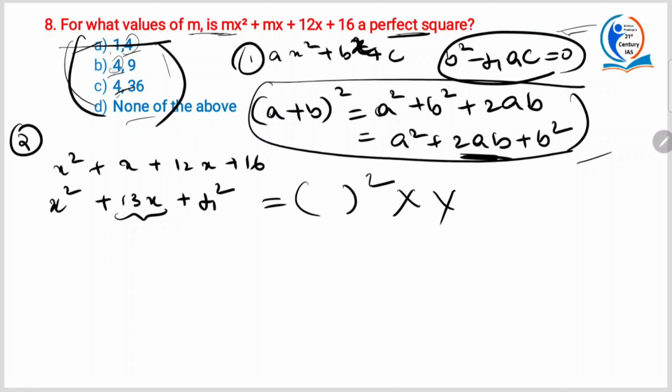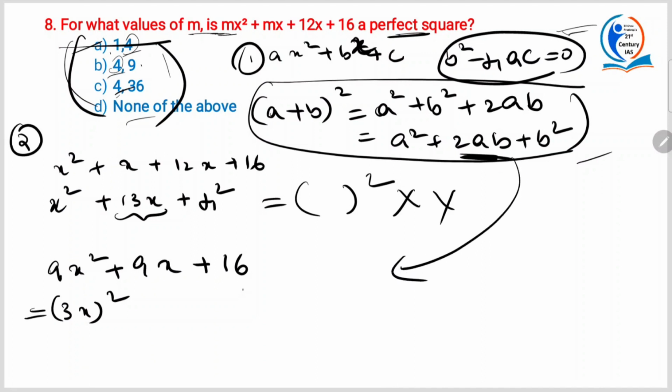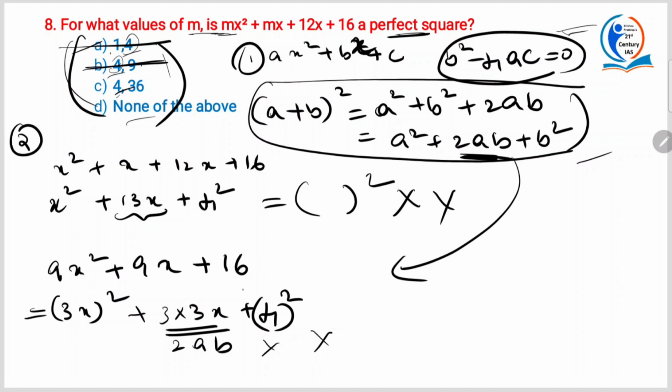Now come to option B. We are not going to check for 4 as I told you earlier. We'll check for 9. What will happen if we substitute 9 in this equation? It is 9x square plus 9x plus 12x plus 16. This is 3x whole square, I am trying to convert the equation into this form, plus 21x plus 4 square. Now this is not in the form of 2ab, 2 into 3x into 4. It is not in that form, no. So it is not a perfect square. So this is also ruled out.